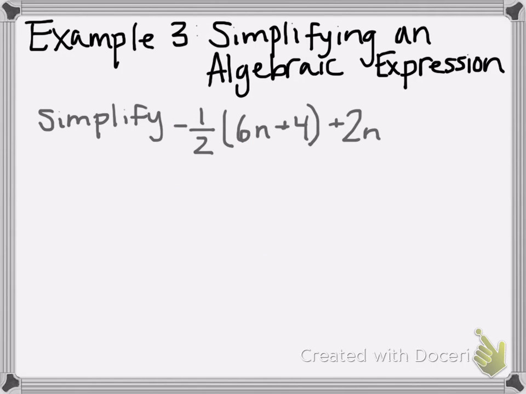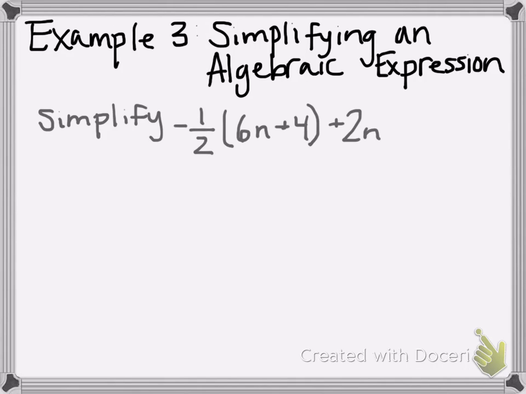Okay, class, here is example 3. I'm going to give you some time to write it down. Example 3 asks us to simplify negative 1/2 times (6n plus 4) plus 2n. Our first step here is the parentheses. We're going to deal with the parentheses. What's inside the parentheses? Very good, 6n plus 4.